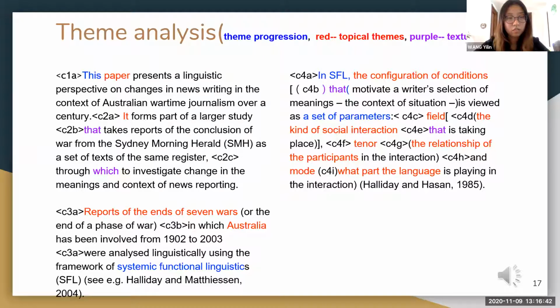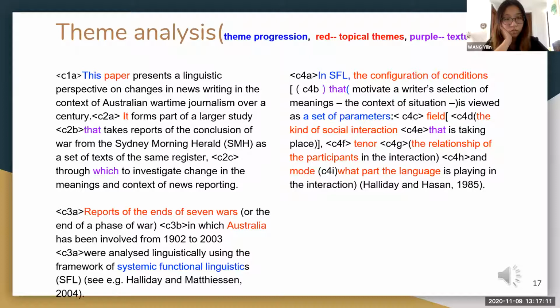Then in the second sentence, it follows the theme progression. The new information now becomes the old one. So the second sentence starts with the word it. And then sentence 2b acts as the enhancement of 2a and uses that as the textual theme. Sentence 2c worked as an enhancement of both 2a and 2b and used which as a textual theme and still had this paper as its topical theme.